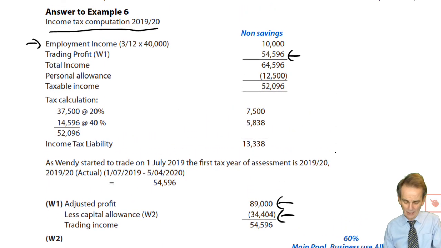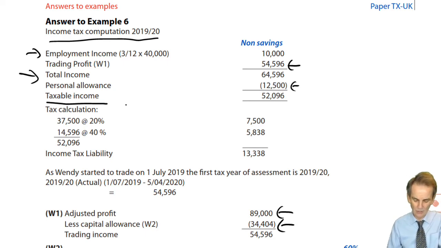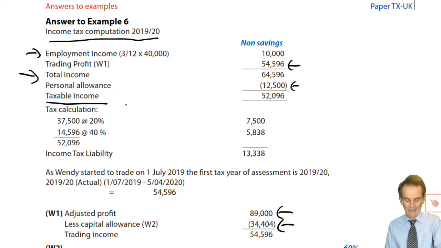Given that that figure is correct, we include the trading profit as part of total income. It is also net income, from which we then deduct the personal allowance to, of course, give us taxable income there. It's a simple enough income tax computation, assuming you have identified the correct figure of trading profit.